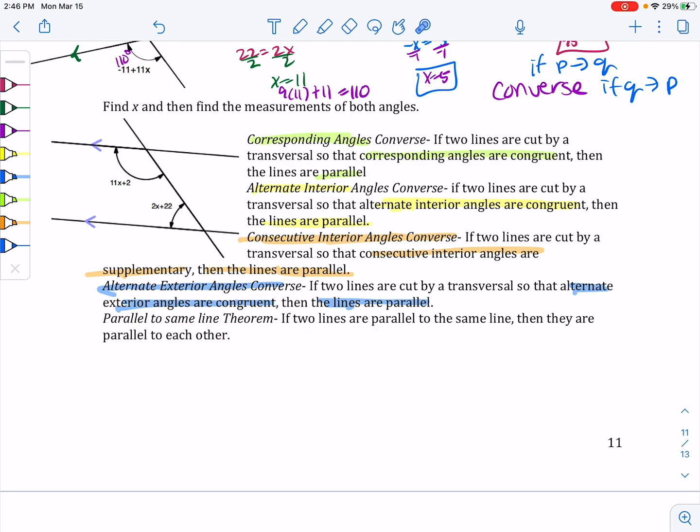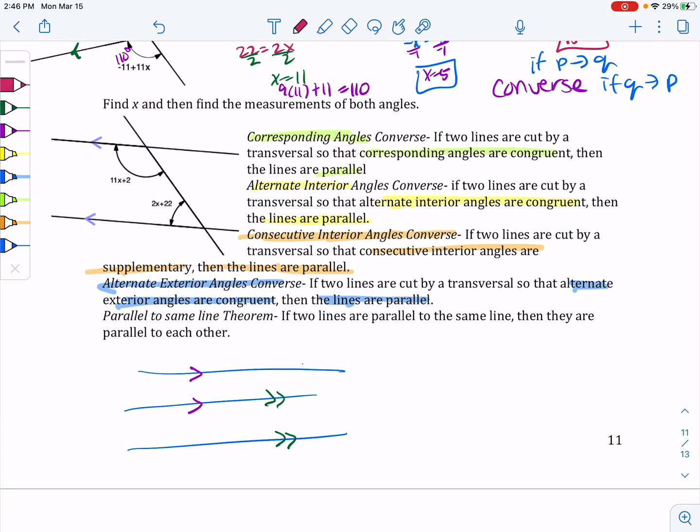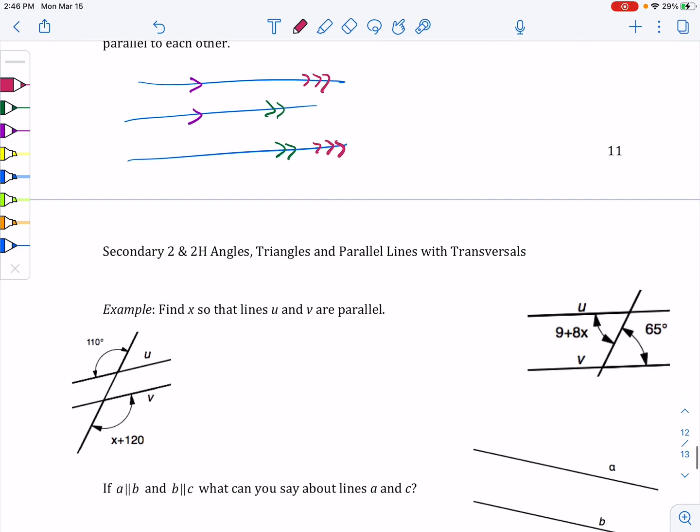Here we have this additional one, the parallel to the same line theorem. If two lines are parallel to the same line, so I say that these two lines are parallel, and then I say these two lines are parallel. So this line and this line are parallel to this one. Then we know that these two lines are also parallel. Which should make sense. It's similar to our law of syllogism that you might have done, or your transitive property, but it's with a theorem in itself.